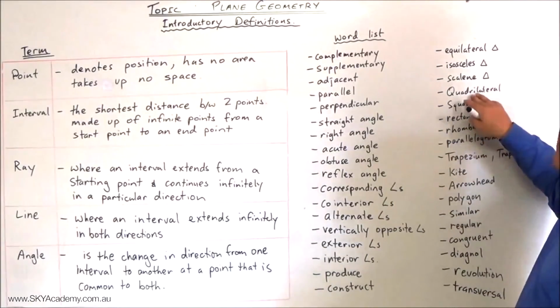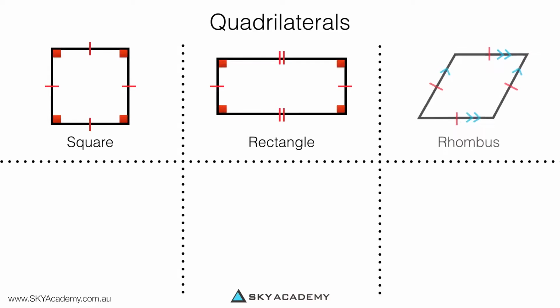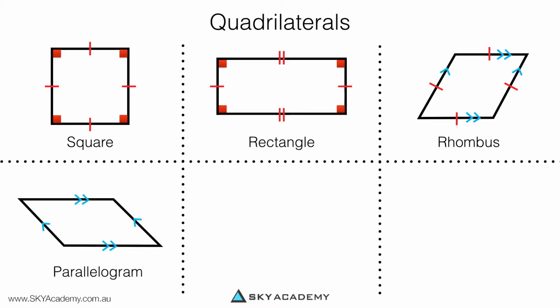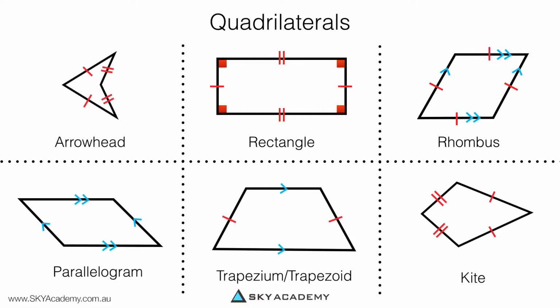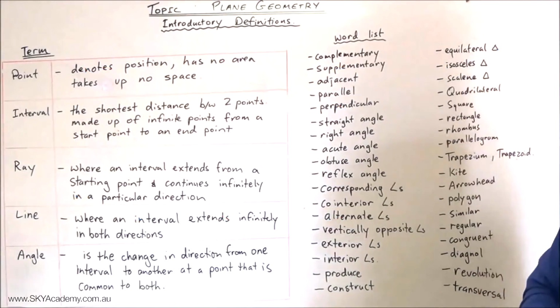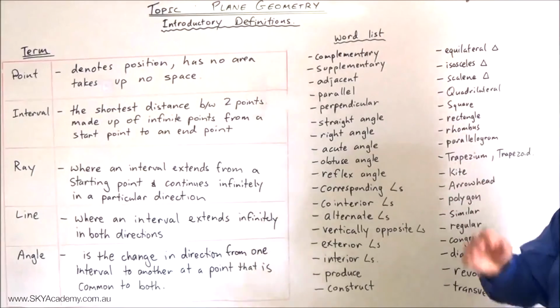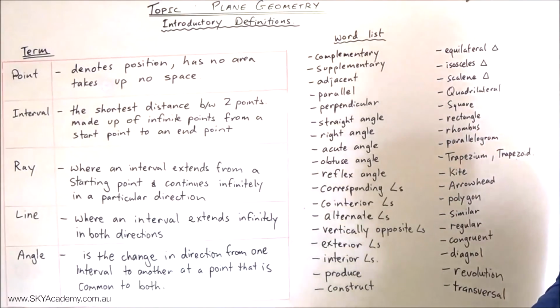A quadrilateral is a four-sided shape, and there's various types of quadrilaterals. There are squares, rectangles, rhombuses, parallelograms, trapeziums or trapezoids. They're the same thing. Kites, arrowheads. They're all the special types of quadrilaterals that you will find, but there are more types of quadrilaterals that you can encounter.